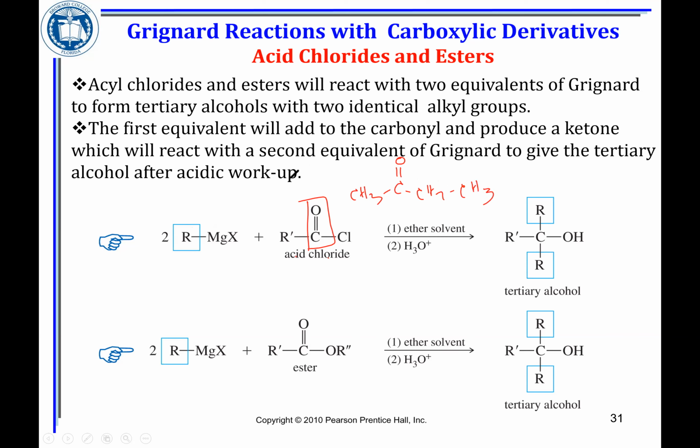When the Grignard reagent attacks this ketone, okay, the weakest bond has to break. Do we have any leaving group in ketone? An alkyl group is not a good leaving group.